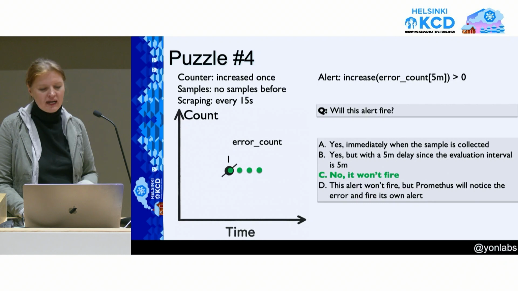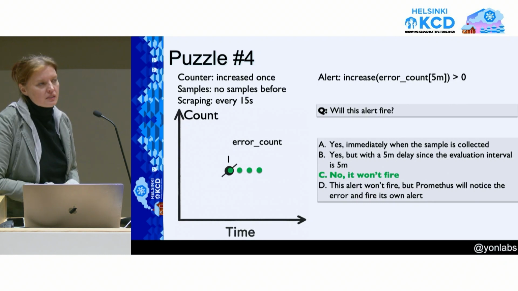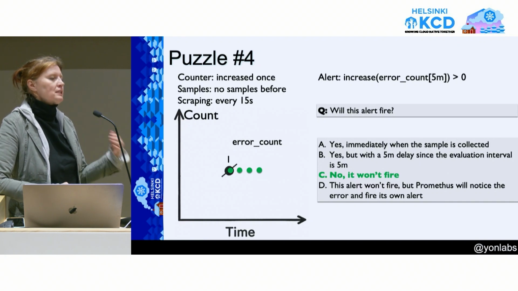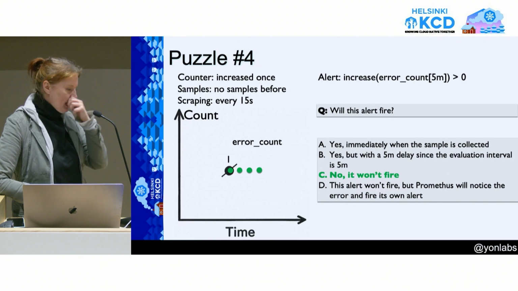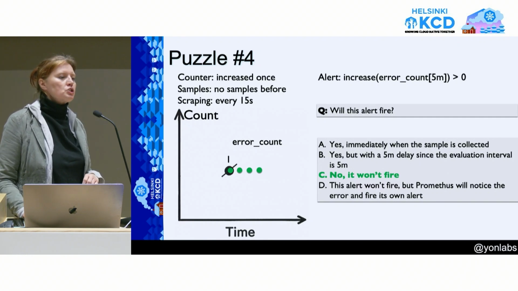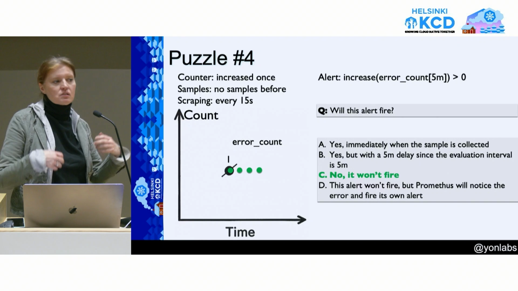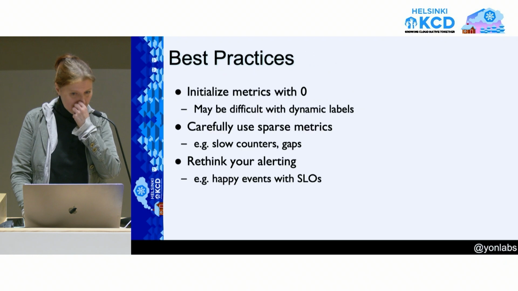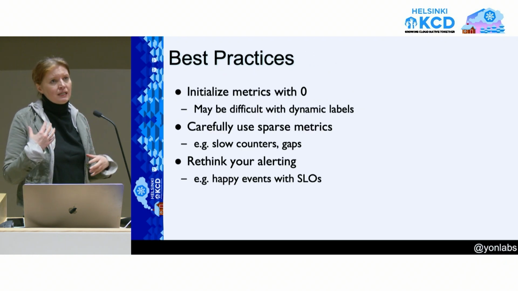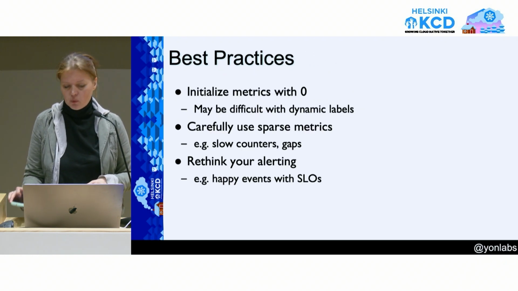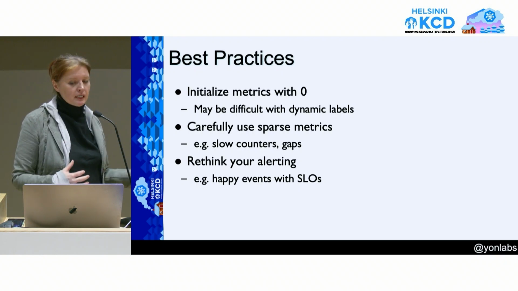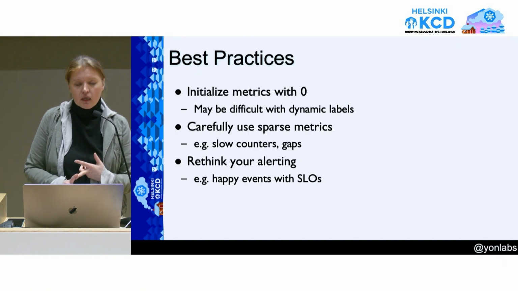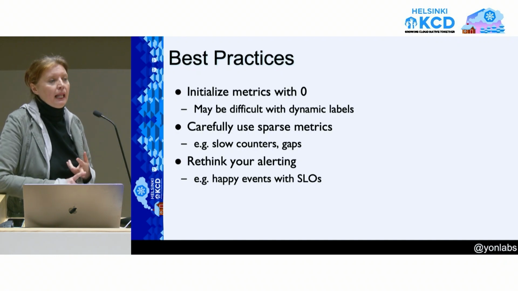It won't fire. Why? Because it was the first observation, no samples before, so there is nothing to increase, because for increase you need at least 2 samples. And if you don't have your metric initialized, this initial 0 is not visible anywhere. So that's another problem. And here, initializing metrics to 0 may be a problem with dynamic labels. We need to be very careful, again, with sparse metrics like slow counters with gaps. And also we need to rethink our alerting.